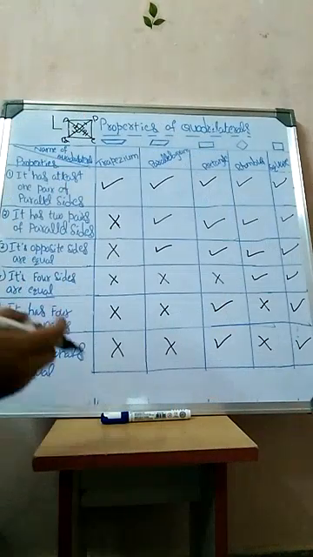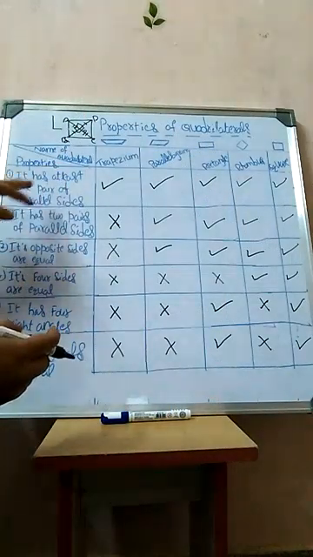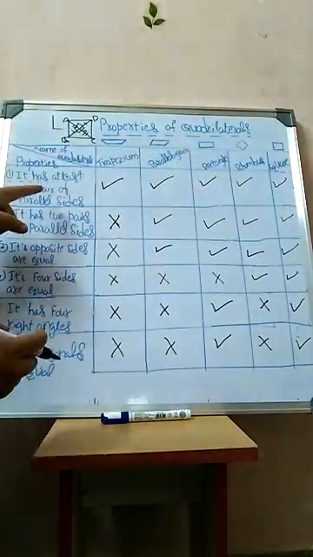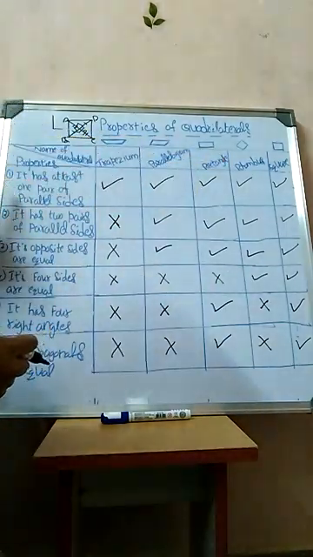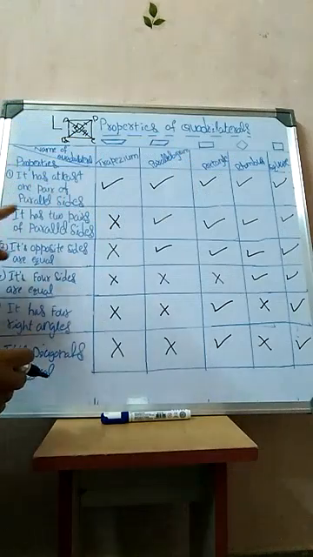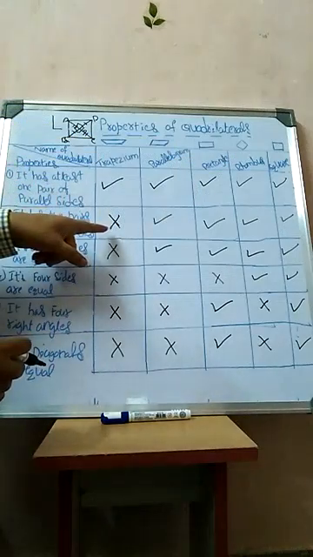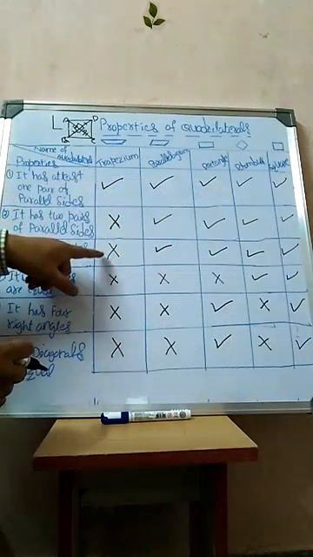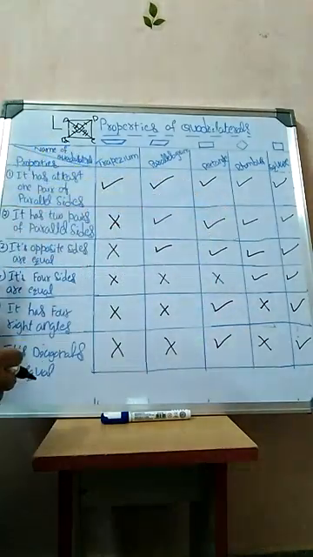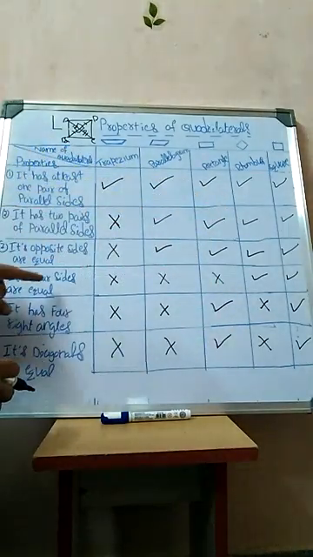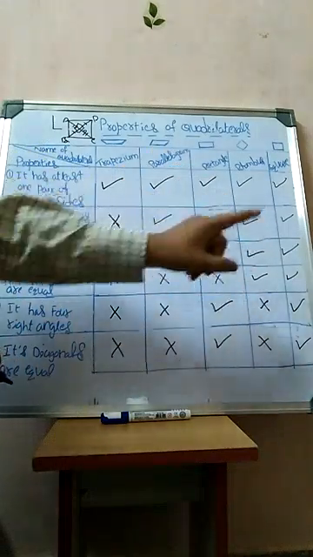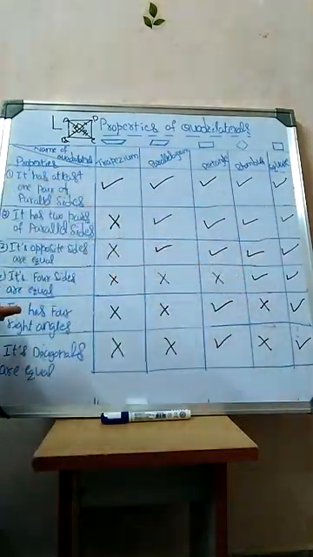And once again the properties, see here. It has at least one pair of parallel sides. All the quadrilaterals satisfy the first property. And the second one, it has 2 pairs of parallel sides. Except trapezium, all the remaining satisfy the second property. And third one, its opposite sides are equal. Except trapezium, all the remaining satisfy the third property. And the next, its 4 sides are equal. So 4 sides are equal only in rhombus and square. In the remaining 3, not equal.